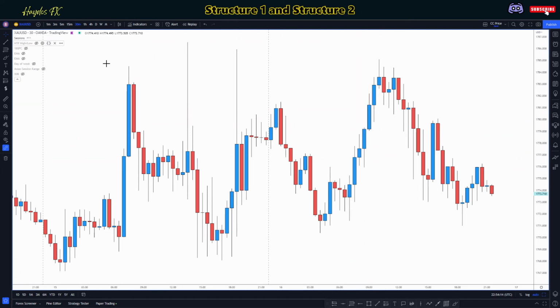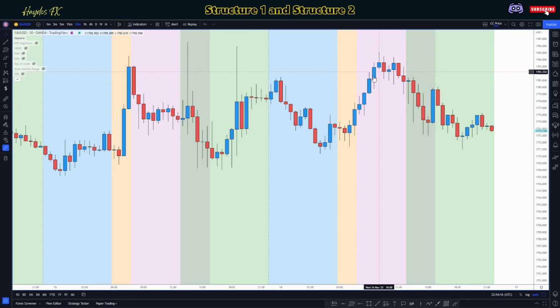We know that we get a bias in a particular session. So this pink area is representing the London session. The Asian session is blue. The little yellow is the Frankfurt open, pre-London. We've got New York and London overlap, which is the olive color. And when it's just green here, this is just New York by itself.